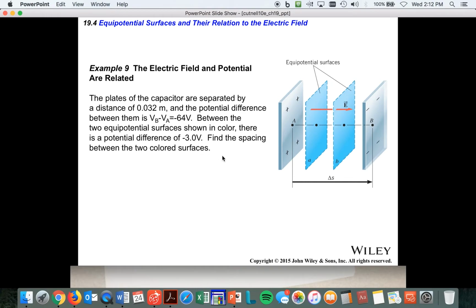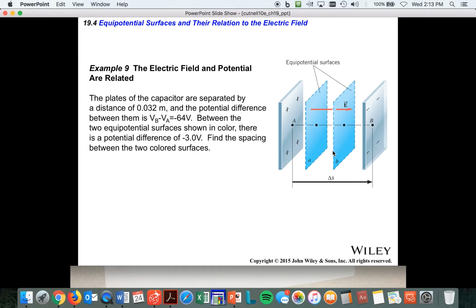So the plates of the capacitor are separated by a distance of 0.032 meters. That's small enough so that the electric field is going to stay the same. The potential difference between B and A, so if I take VB minus VA, that'll equal delta V, which is equal to negative 64 volts. Between the two equal potential surfaces shown in the color, there's a potential difference of negative 3 volts. Find the spacing between these two surfaces.